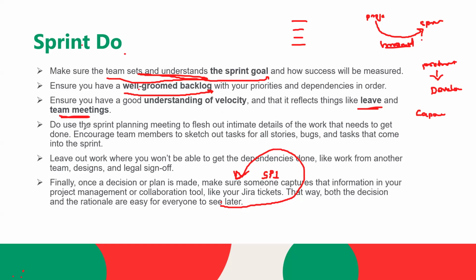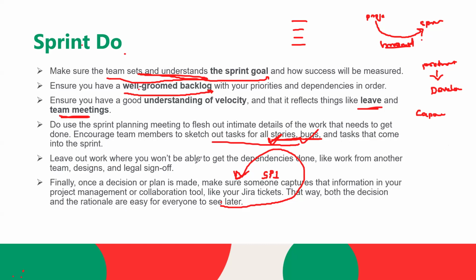Okay. Do use the sprint planning meeting to flesh out intimate detail of the work. Then, whenever you are starting the sprint, all the tasks must have a story. If there is any defect, you must need to create the bug. So all those things must happen. Otherwise, how you will monitor what is assigned to you and what you are doing? So you can assign those things by creating story, by creating bugs and all.